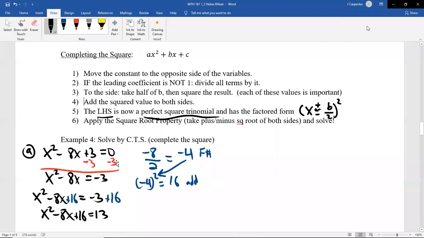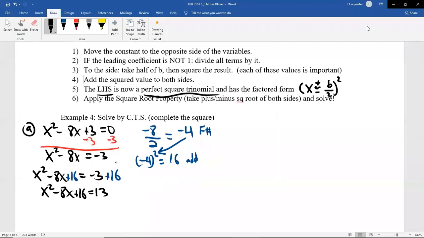You can certainly go through that process. Or you can just remember what your teacher suggested, that the left-hand side is automatically factorable, and the form is always, in parentheses squared, with an x in the first slot, and then the half number including its sign after that. The half number being the negative 4, not positive 4, negative 4. That's why I call that the F number, the factor number.